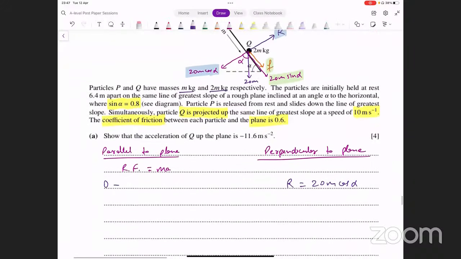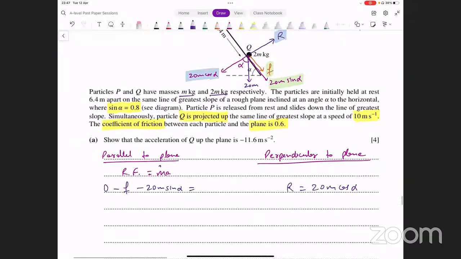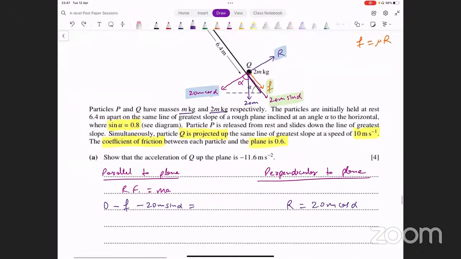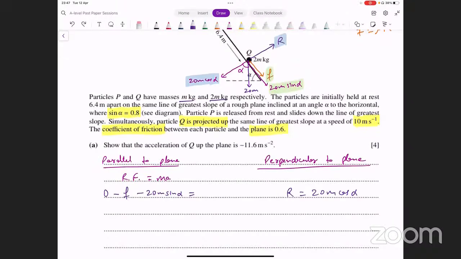What are the backward forces जो आपके motion को oppose कर रही हैं? We've got friction and we've got 20m sin alpha, and that equals mass of the object. Mass कितना है? Remember, this mass is not the same as this m that's written there. Q का mass 2m है, m की जगह पे यहाँ पे 2m डाल देंगे. Okay, so be careful about that. So we got 2m times acceleration.